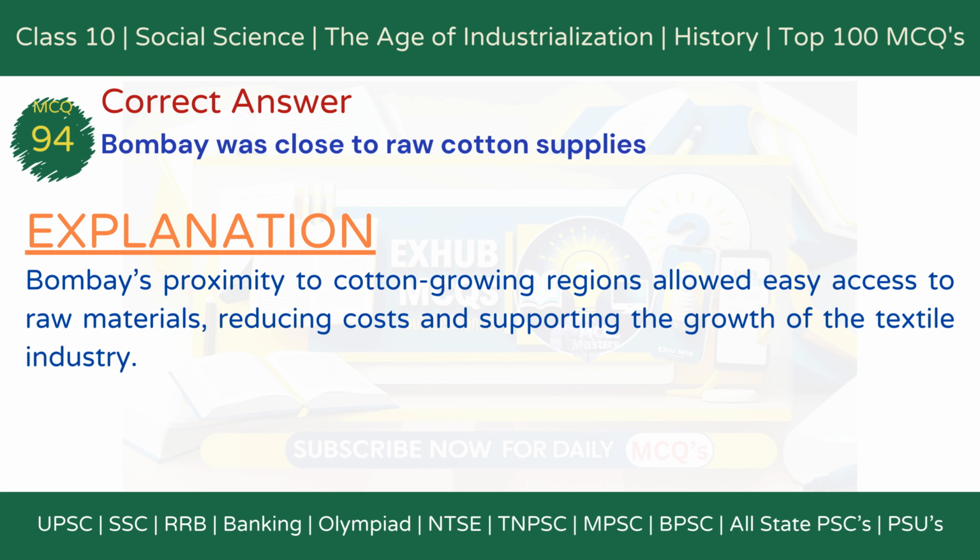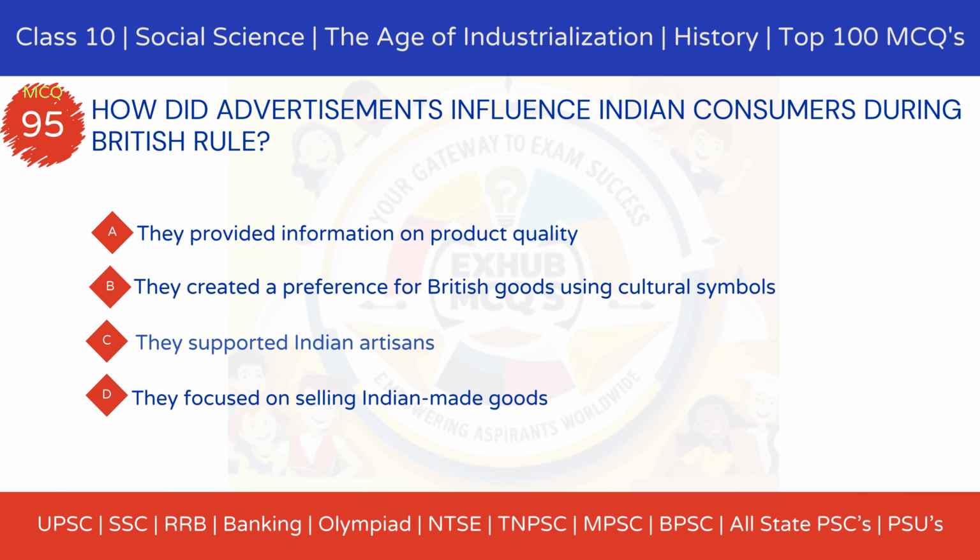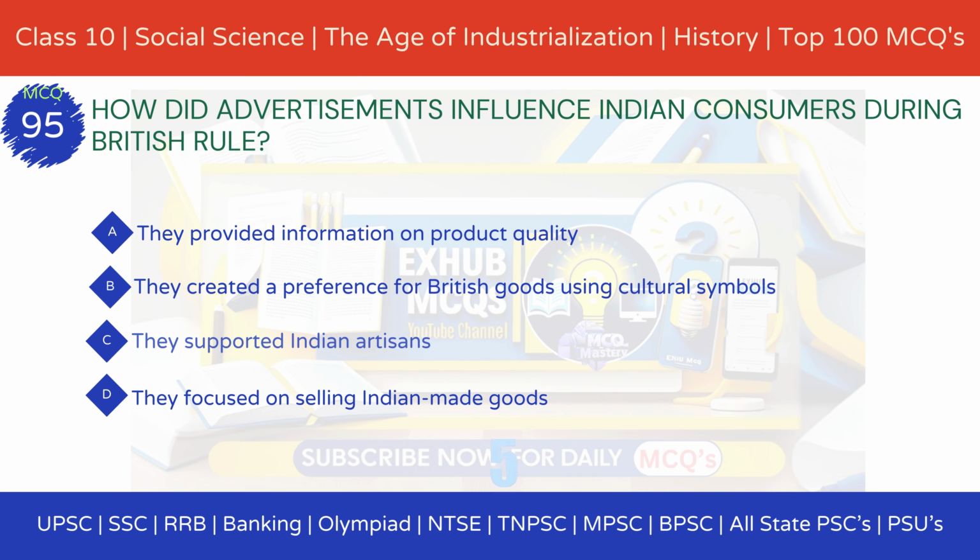textile industry. MCQ 95. How did advertisements influence Indian consumers during British rule? Option A. They provided information on product quality. Option B. They created a preference for British goods using cultural symbols. Option C. They supported Indian artisans. Option D. They focused on selling Indian-made goods.